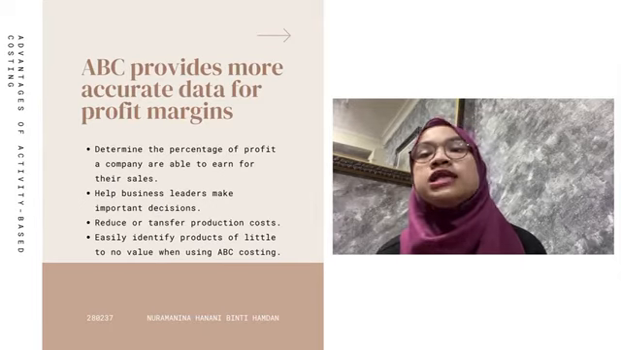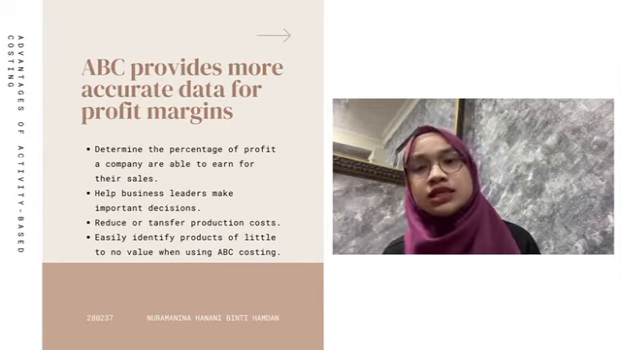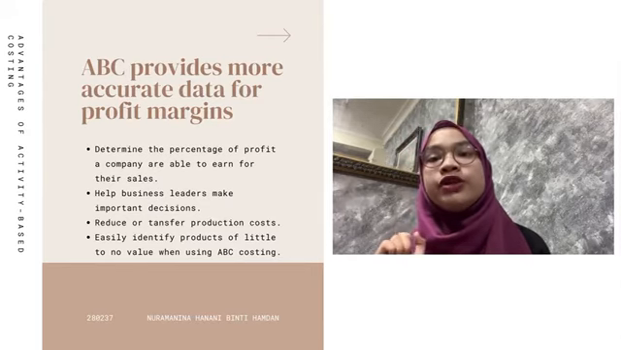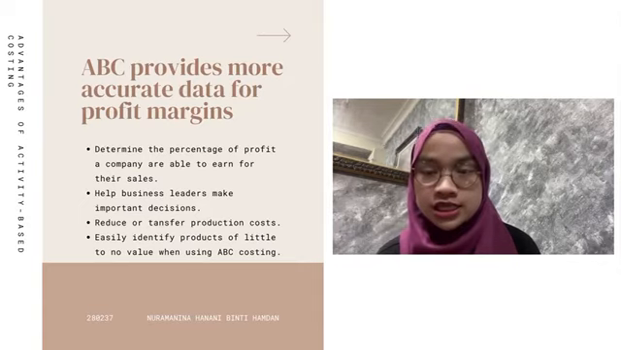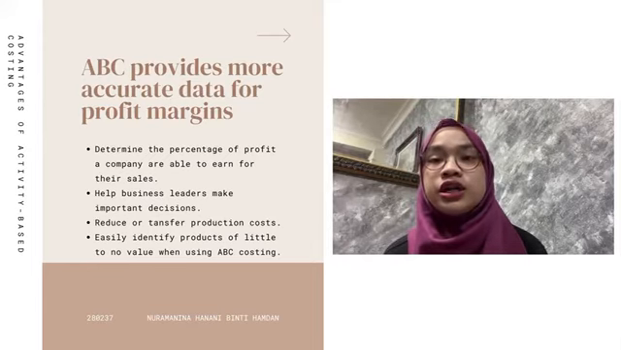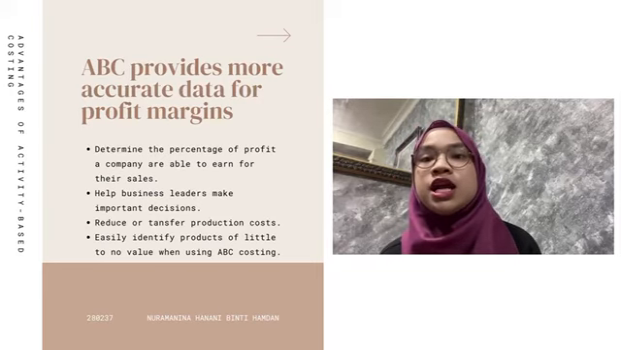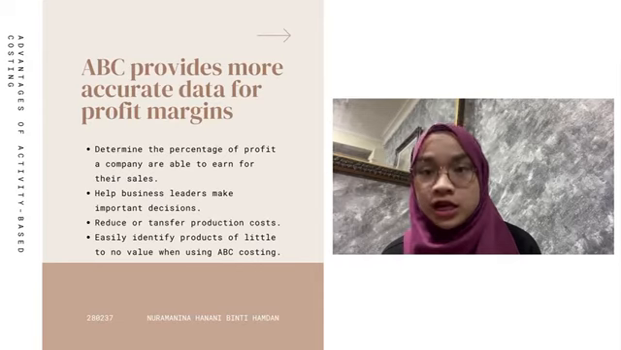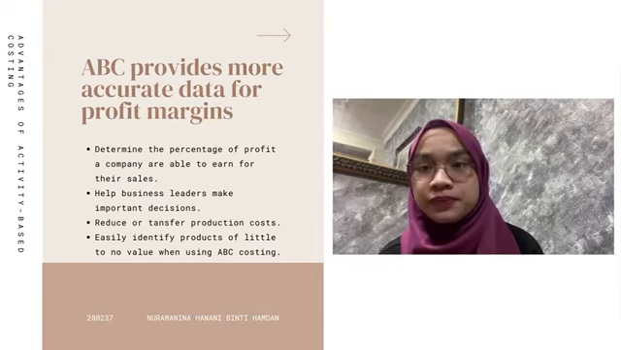Next, based on one of the articles from Ohio University in the year 2020, one of the ways to maximize profit is to correct product prices. By applying activity-based costing, as stated in the third point on the slide, the production cost can be reduced or transferred, allowing management to improve their profit margins with effective pricing strategies.